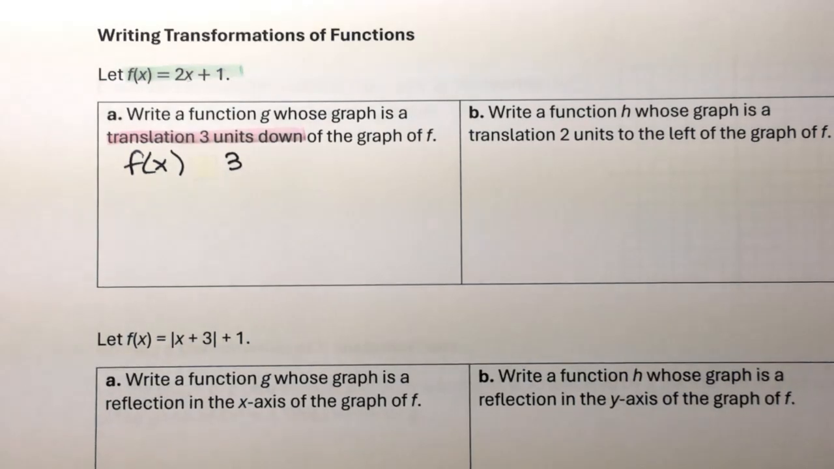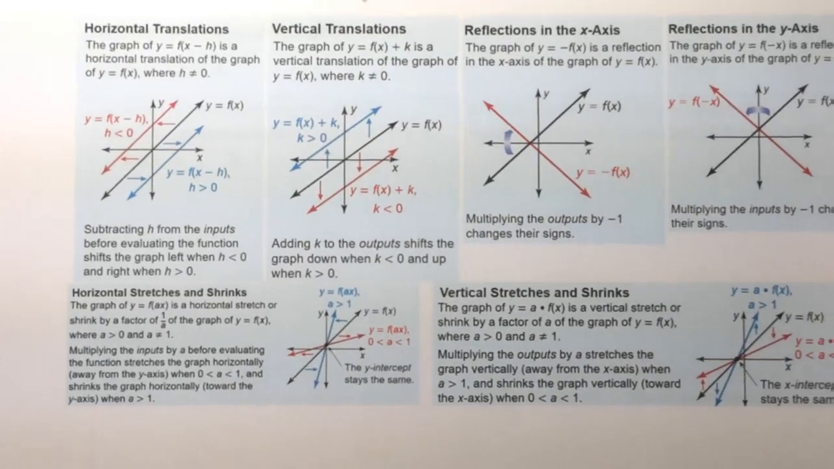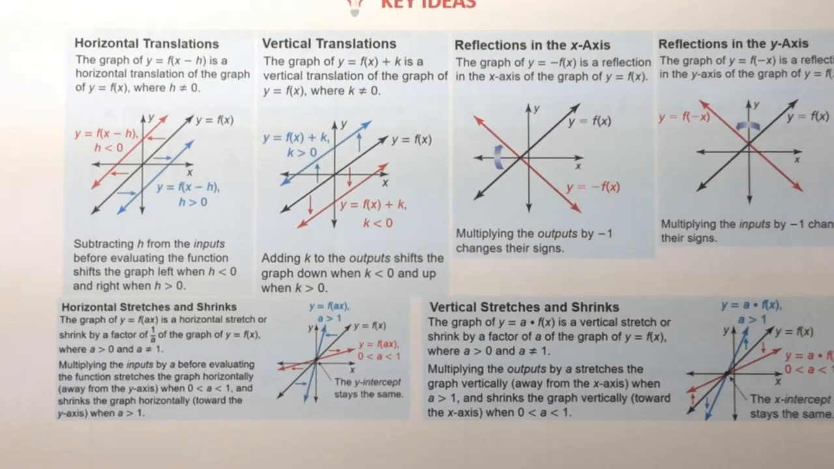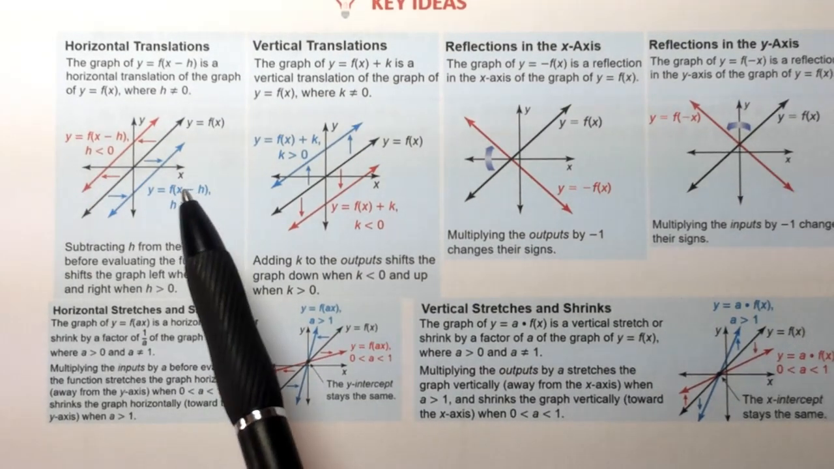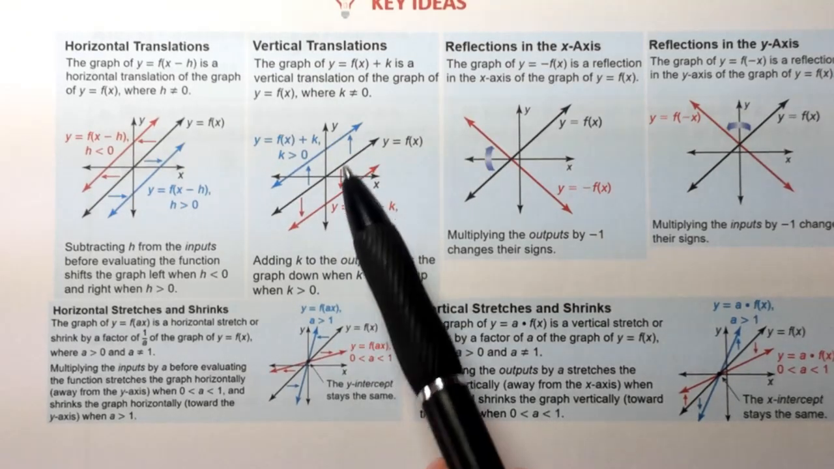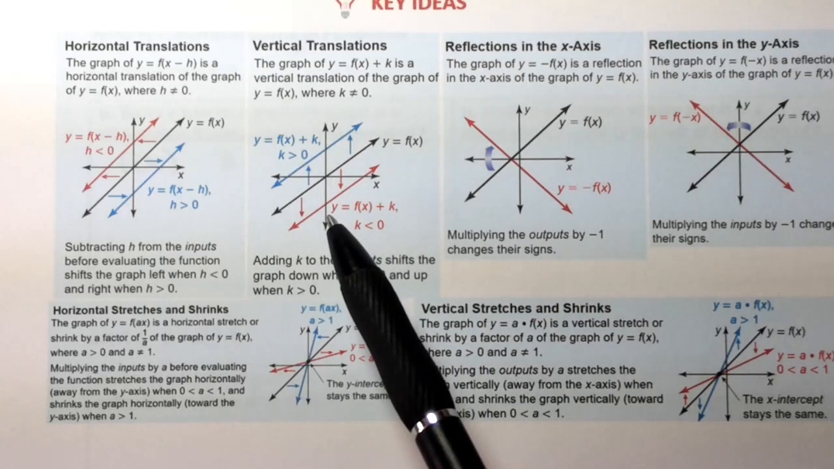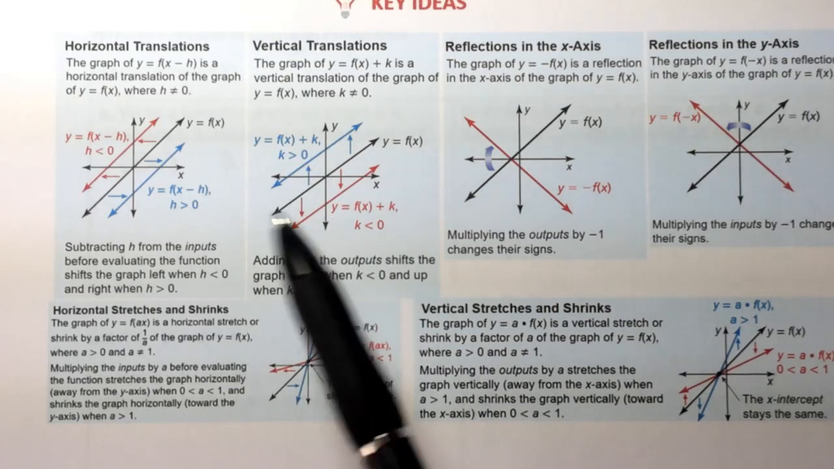If we are translating down, that means that we are going to subtract from the output because it's down. Now, you should have a key ideas paper that I handed out. You're going to put this in your notebook. It was just too much to put on here. But notice that you can use this for help as well. So we're going down. I know it says plus, but technically you're adding the negative. We're going to just treat it as subtracting.